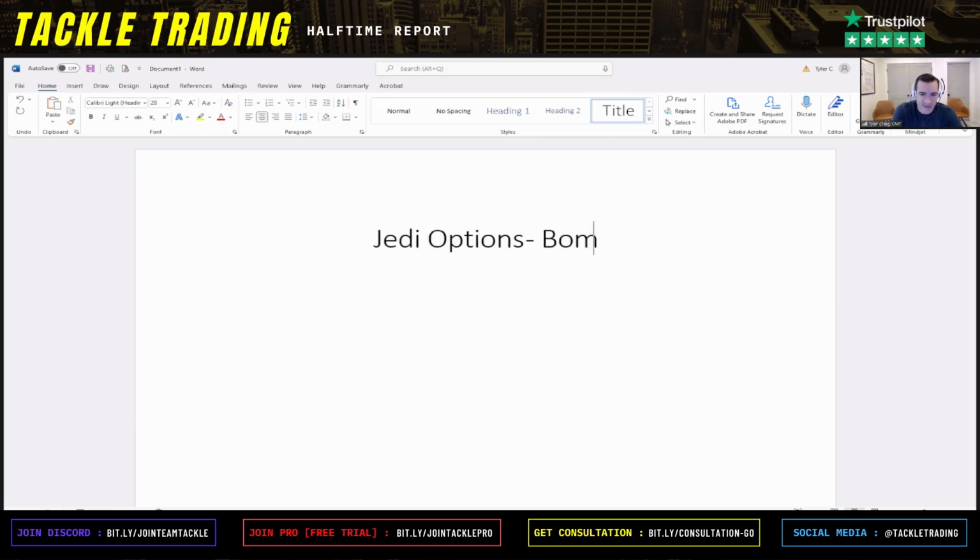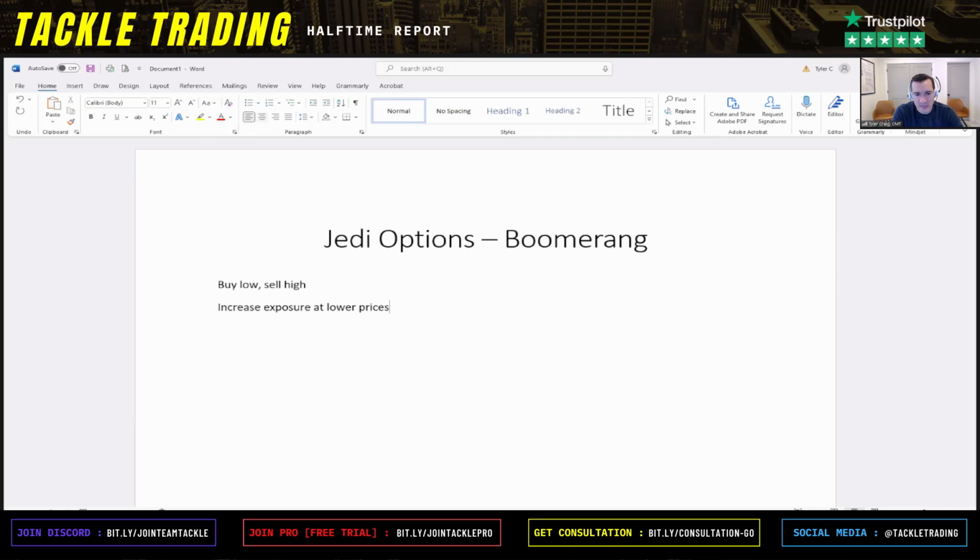GDX as an example. One of the ways that I love to introduce this concept of the boomerang is with the phrase that everybody says is the way you make money in trading, and that is buy low, sell high. When you think about the concept of buy low, sell high, effectively what that means is I want to increase exposure at lower prices, and I want to decrease exposure at higher prices. The way you increase exposure at lower prices is you buy low. The way you decrease exposure at higher prices is you sell high.